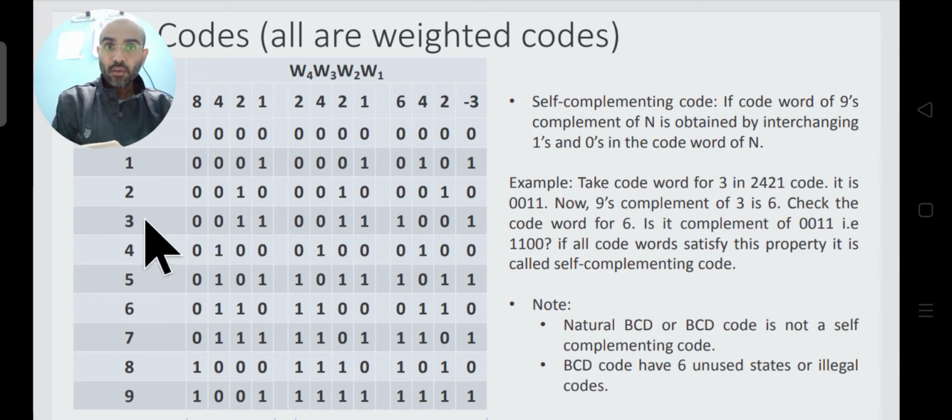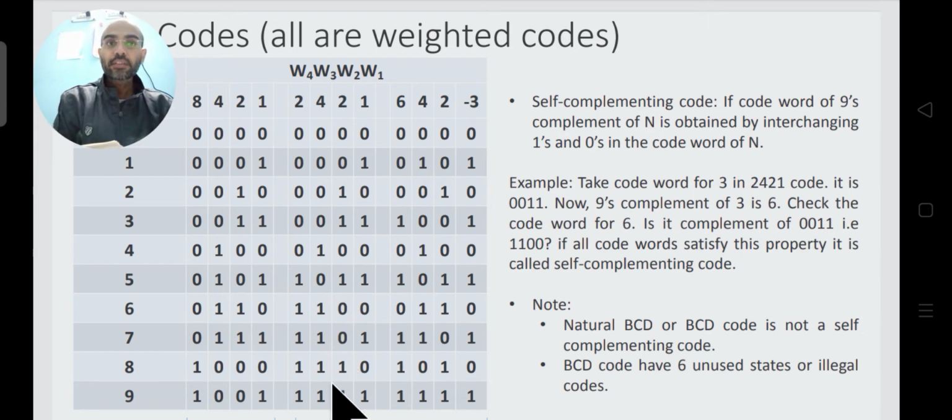Okay. So if the ones complement of the number is equal to the nines complement of the number, then it is called the self-complementing code. If it is not so, then it will not be called a self-complementing code. So in this case 2421 code particularly, we can see that by complementing the code word for 3, which we get as 1100, we get the nines complement of 3. So 2421 code is a self-complementing code.